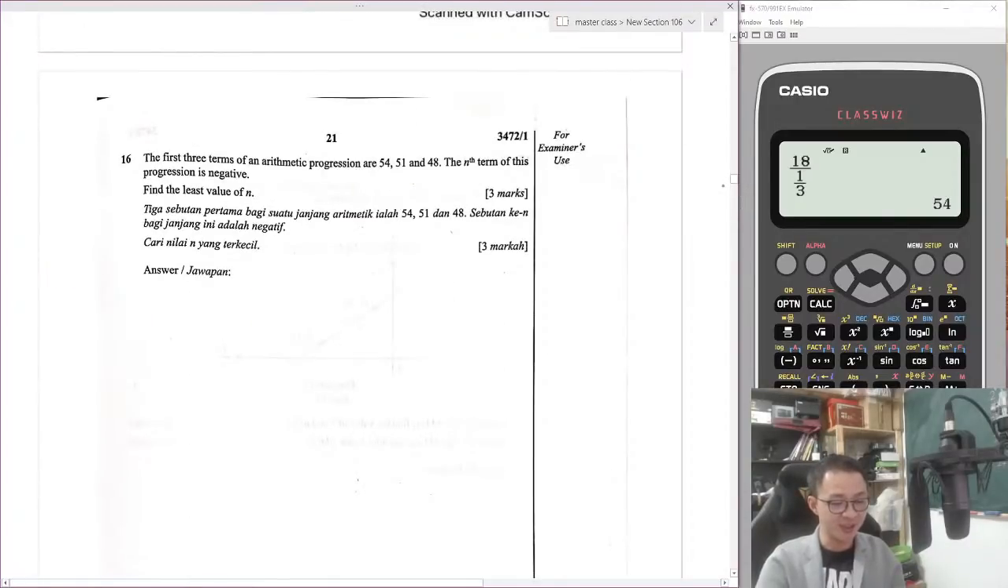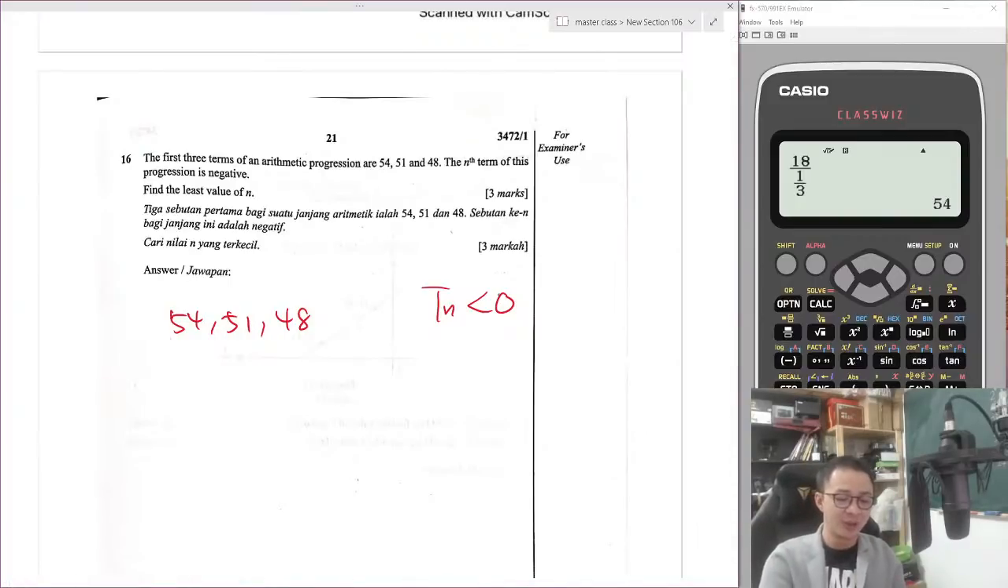Number 60. We have the first 3 terms. I'm not sure why they don't say progression. Normally they will mix AP and GP, but here the sum to infinity is GP. The nth term of this progression is negative, which means Tn will be less than 0. This is what we write for negative. So find the least value of n.